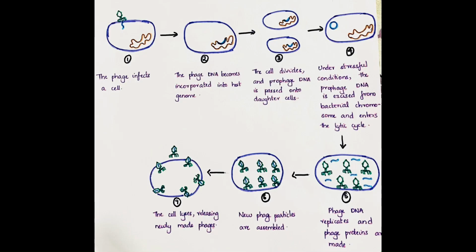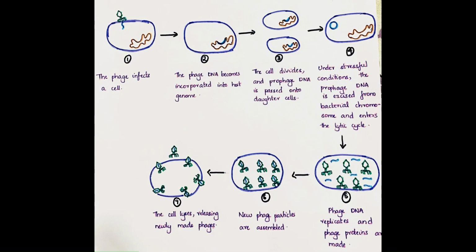So during the lysogenic cycle, the phage first infects a cell. The phage DNA becomes incorporated into the host genome. This is called the prophage. The cell divides and the prophage DNA is passed on to daughter cells. Under stressful conditions, the prophage DNA is excised from the bacterial chromosome and it enters the lytic cycle.